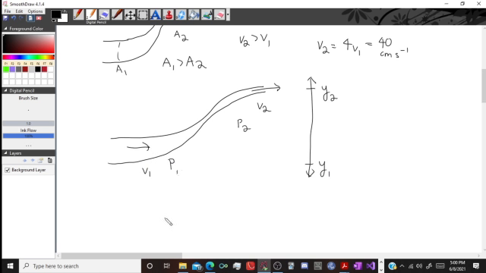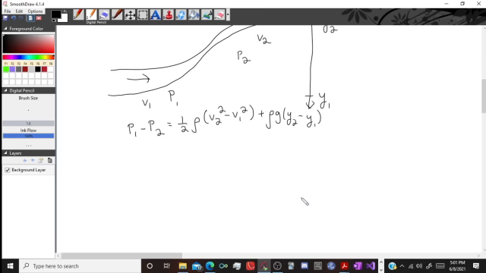So then Bernoulli's equation states that P sub 1 minus P sub 2 is equal to 1 half times rho, where rho is the density of the fluid, times V sub 2 squared minus V sub 1 squared, plus rho g times Y sub 2 minus Y sub 1. Or, if you want, you can write it as rho g delta y. And personally, I think this is kind of a pain to memorize.